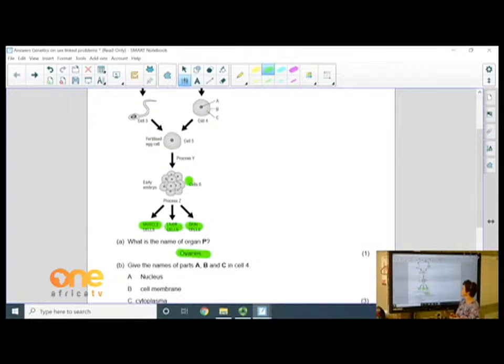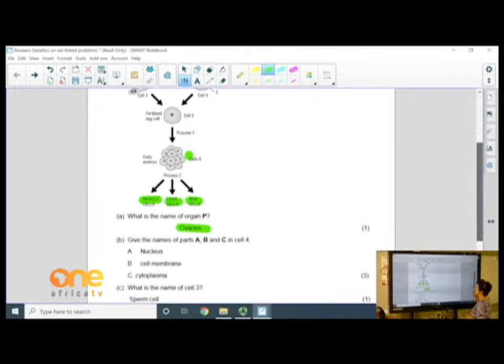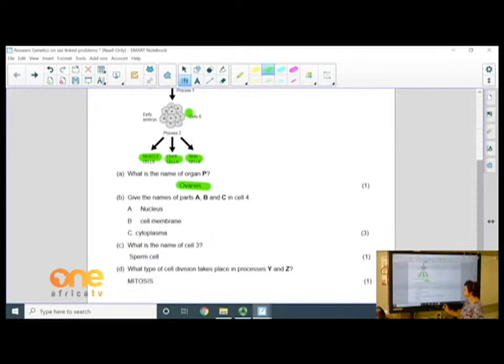Organ P, ovaries, because it was an egg cell or an ovum. Give the names of parts A, B, and C in cell 4. Nucleus, cell surface membrane, cytoplasm. What is the name of cell 3? It is a sperm cell.